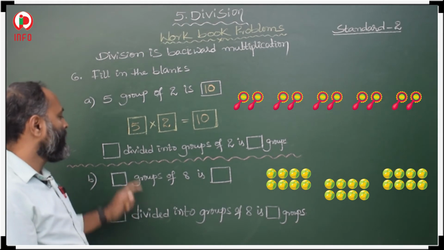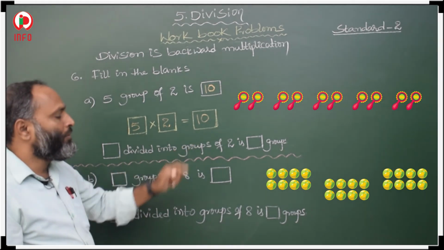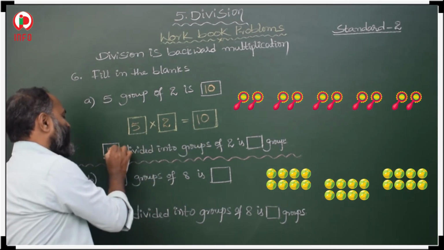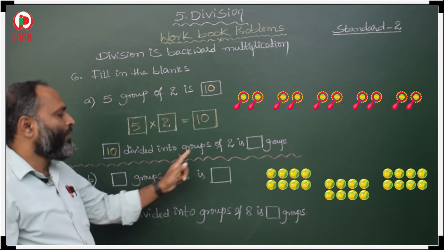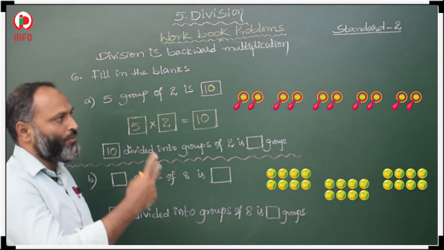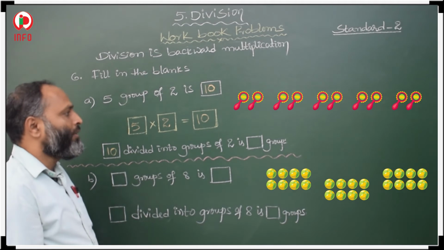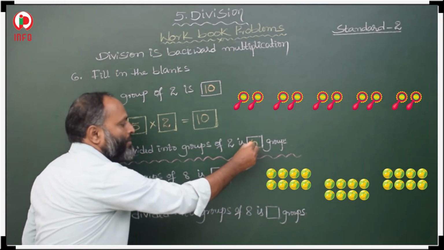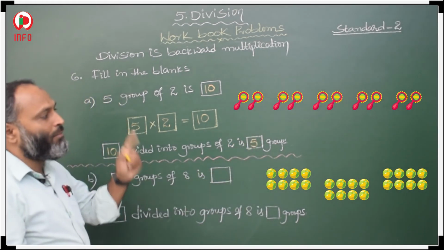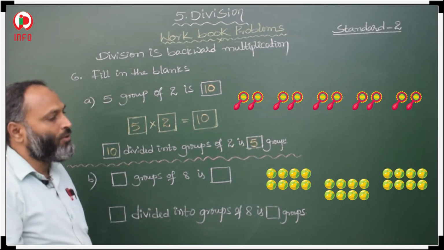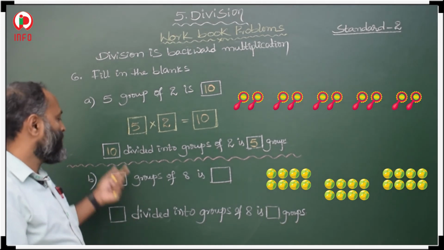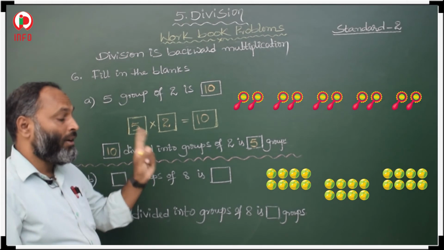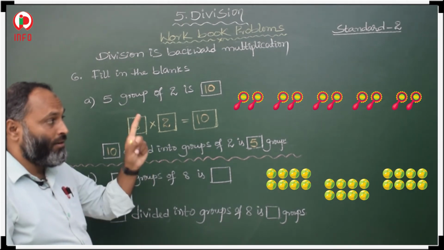In the next, divided into groups of 2. Total 10 toys. 10 toys divided into groups of 2s, means 2 in each group. If we divide with 2 toys in each group, then how many groups can we form? 5 groups. Total 5 groups we can form. First 10 is divided into groups of 2. Then how many groups can we form? 5 groups. See there, 5 groups are there.